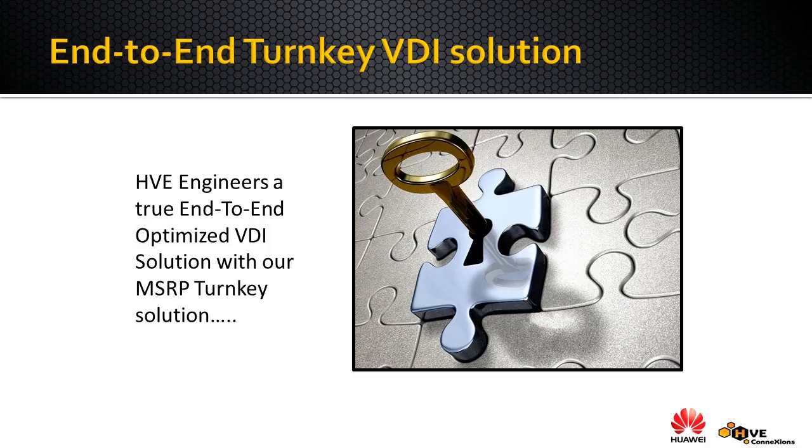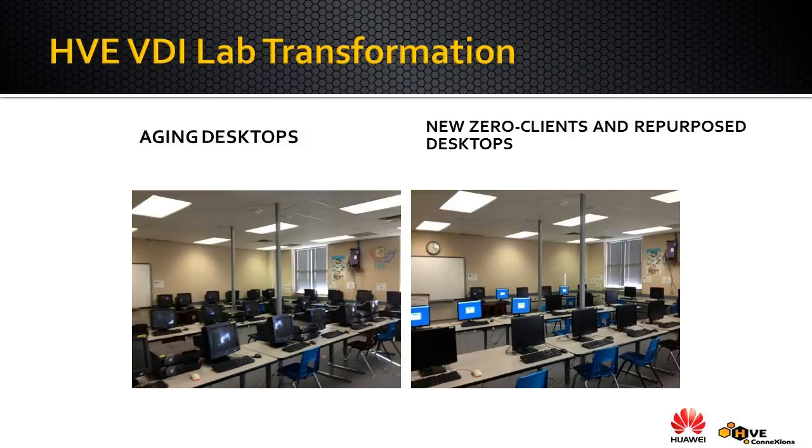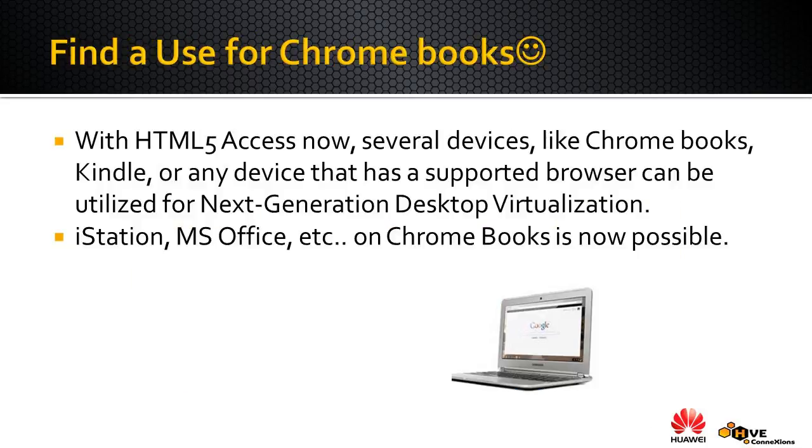It's not just one component that we're focused on. So things like lab transformation. Here's a prime example: the older lab transitioned to a newer lab. These were zero clients, and some of them were repurposed with new monitors. But those are the things that we focus on. And again, Chromebooks are the Google education and the Chromebooks are becoming predominant. I mean, we're seeing the transition very fast in school districts because of the availability and the price point.